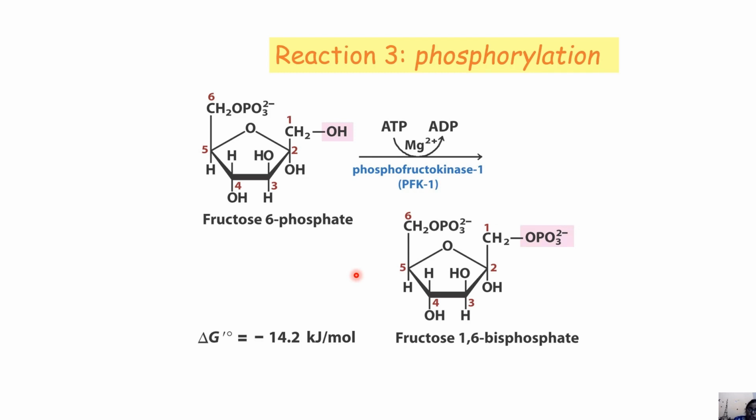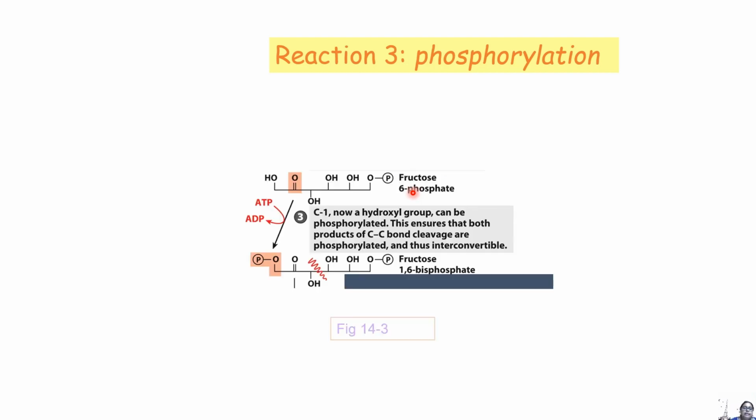So reaction 3 is then phosphorylation, where fructose 6-phosphate gets converted to fructose 1,6-bisphosphate by phosphofructokinase 1, ATP to ADP, with magnesium 2 plus as the divalent ion being used. Now at C1, the hydroxyl group can be phosphorylated. This ensures that both products of C-C bond cleavage are phosphorylated and thus interconvertible. Fructose 6-phosphate to fructose 1,6-bisphosphate.